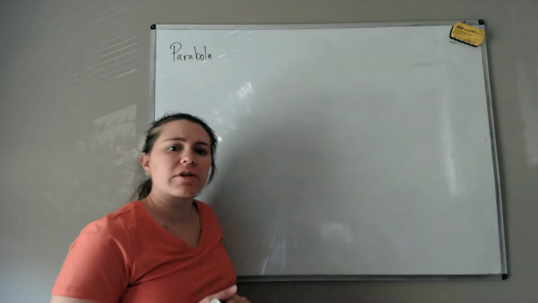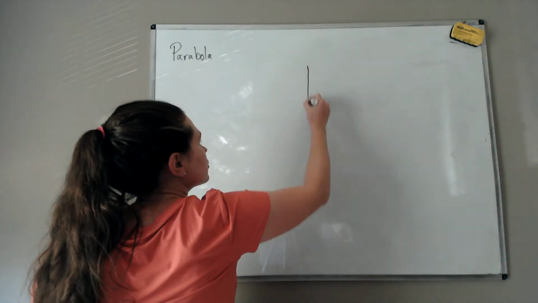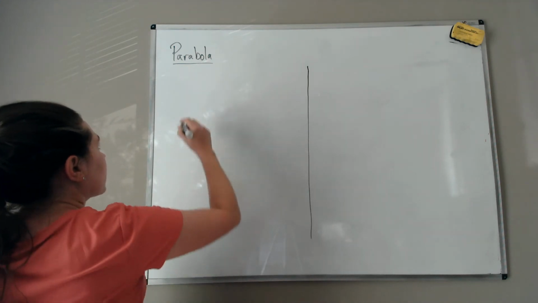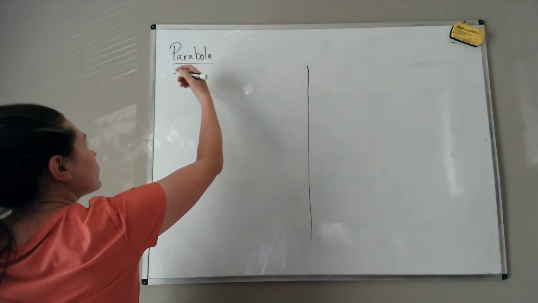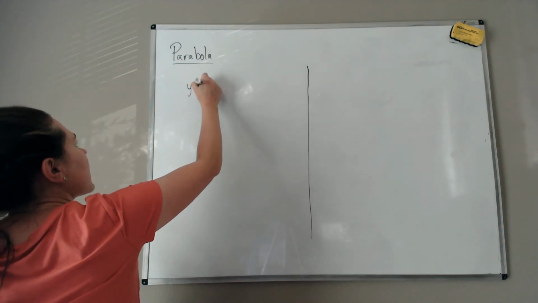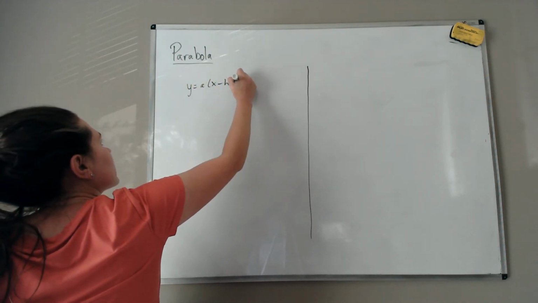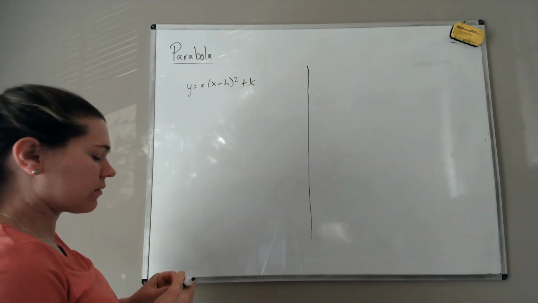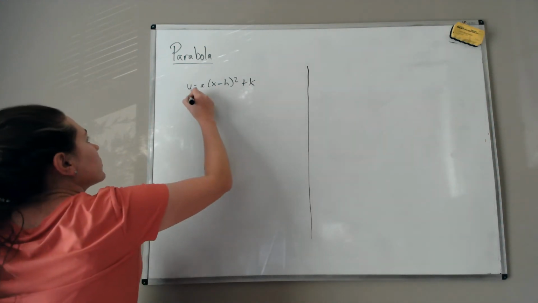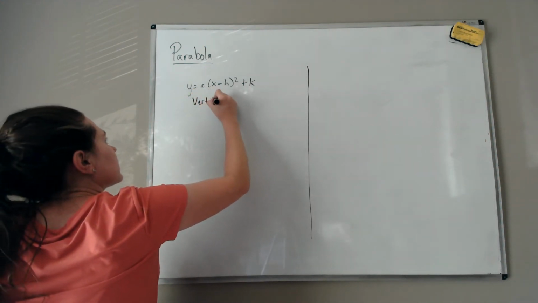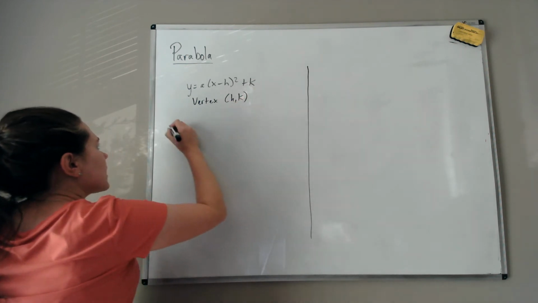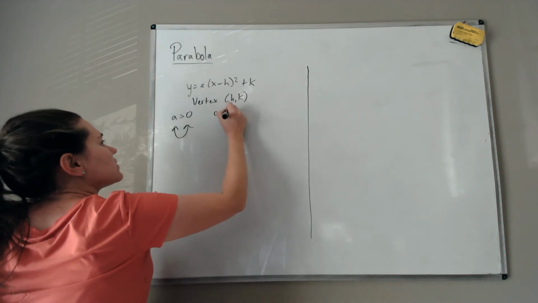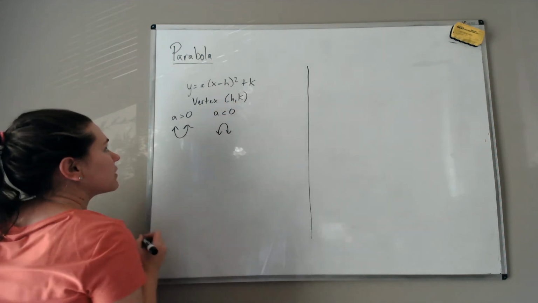So what we're going to go over next is the parabola, and we have two types of parabolas, or I should say two standard forms. We have y equals a times (x minus h) quantity squared plus k. This is what we are familiar with, also known as vertex form. The vertex is (h, k), and when a is greater than 0, this is a U that faces up. When a is less than 0, this parabola is a U that faces down.